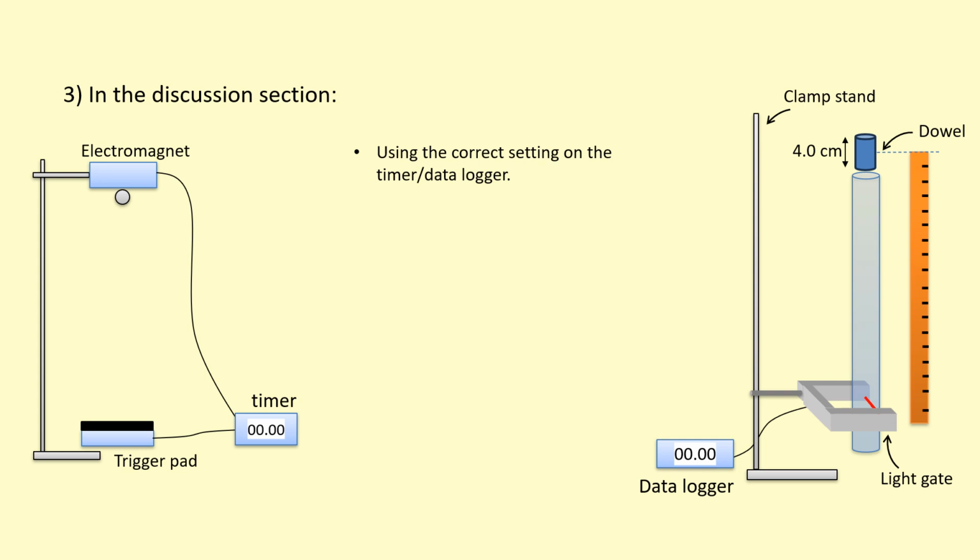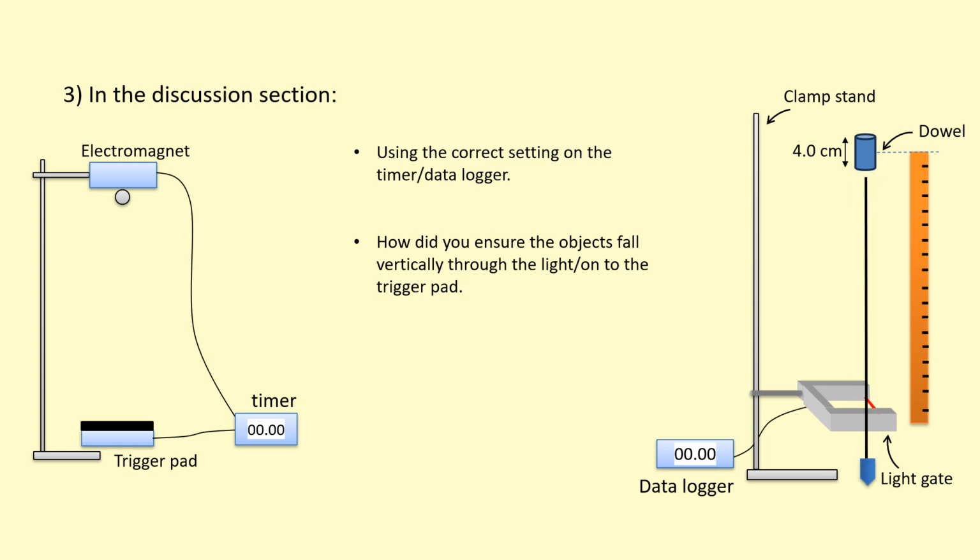Another thing to discuss is how you ensure that the object falls vertically through the light beams in the light gate or onto the trigger pad. So an example of how you could have done this is using a plumb line like so. A plumb line forms a perfect vertical line, and you can use that to make sure that the object falls directly through the light beam. And you can discuss that in your discussion section.